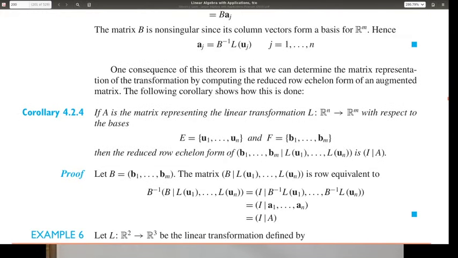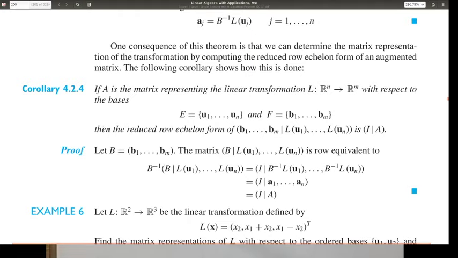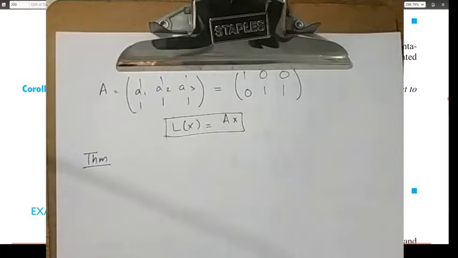If A is the matrix representing the linear transformation with respect to these two bases, the one that we did in the previous theorem, then the reduced row echelon form of B1 to Bm augmented with Lu1 to Lun is I augmented with A. So let's just write this down and see what it says.